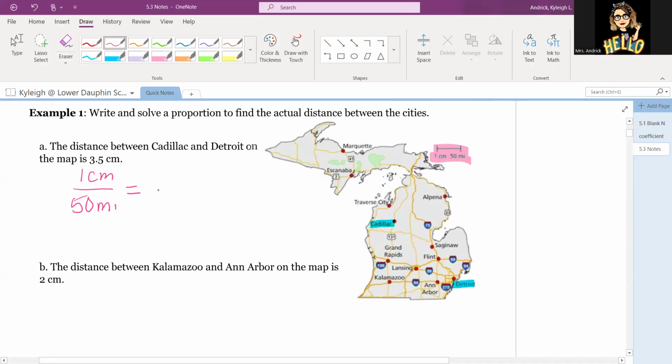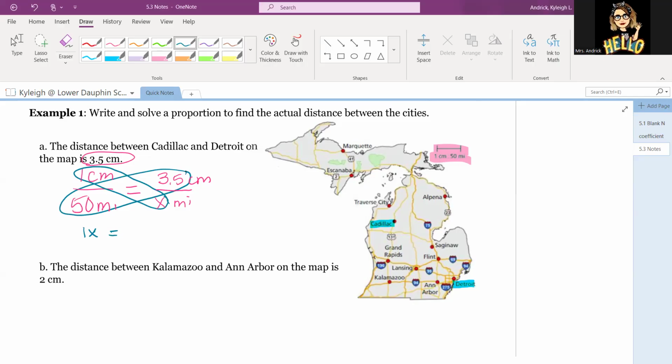We're going to write a proportion where we know 3.5 centimeters. So centimeters goes on top, and we don't know the actual distance in miles. So that's what we're going to try to find. Remember, to solve a proportion, we cross multiply and divide. So 1 times x is 1x, and figure out what 50 times 3.5 is. Type that in your calculator. 50 times 3.5, and we should have gotten 175. Solve for x. The real distance is 175 miles.